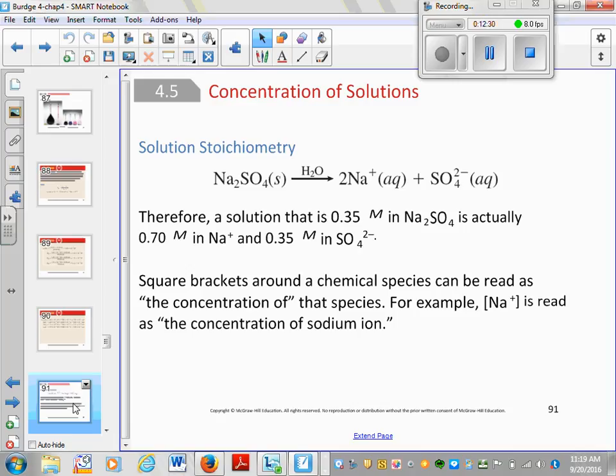And you see we have the Na plus in brackets. When you do that, that means concentration. That's an abbreviation. So if I put the Na plus in brackets, it means the concentration of the sodium ion.